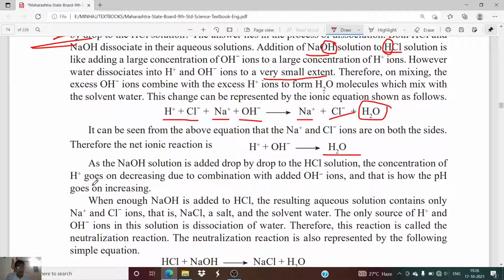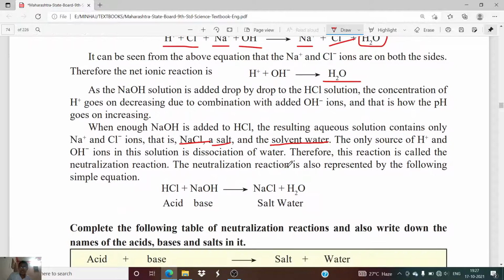When enough NaOH is added to HCl, the resulting aqueous solution contains only Na plus and Cl minus ions, that is NaCl. And what is NaCl? It is a salt, and the solvent water is formed due to the combination of H plus and OH minus ions. The only source of H plus and OH minus ions in this solution is dissociation of water. Therefore, this reaction is called the neutralization reaction.